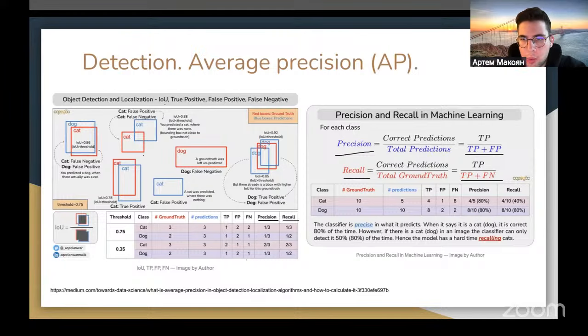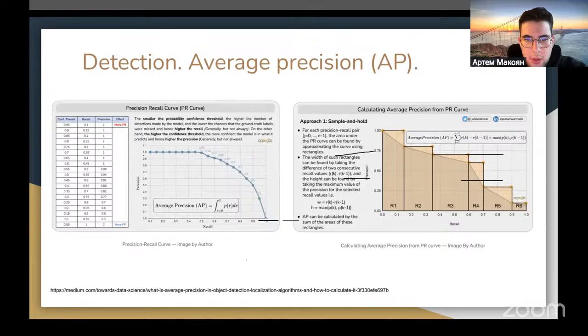What should we do? What threshold should we take? For this, we draw graphics. We make, first of all, a table for different thresholds. We count different recalls and precisions. So you can see for high thresholds, recall is usually small, and precision is usually high. And in opposite, for small thresholds, the situation is opposite.